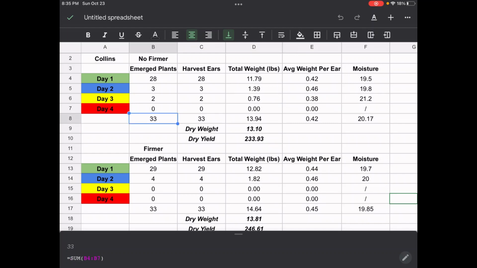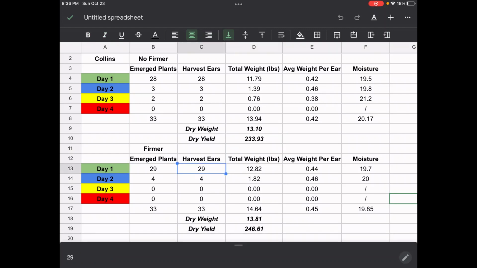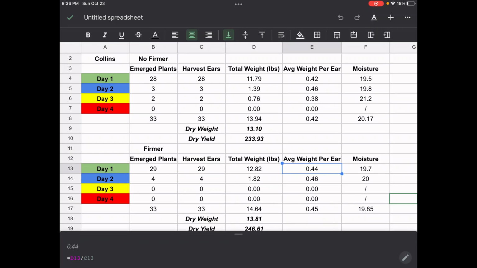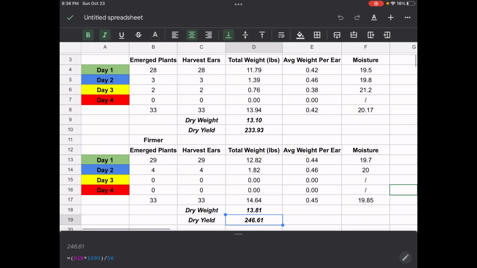Now you see we have 33 total. I planted 34,000 on this field where I was only planting 32,000 on the other field, so that's why there's a couple more ears. So we have the total wet weight, dry weight, and convert that to the dry yield. So about 234 bushels per acre with no firmer. Go through all that again. Numbers match up again, pretty much almost all day one emergers with the firmer. We had one more day one emerger there and no day threes or day fours with the firmer. The day one was slightly higher than the no firmer, and it was the same for day two. Go through all the calculations again and we come up with almost 247 bushels.